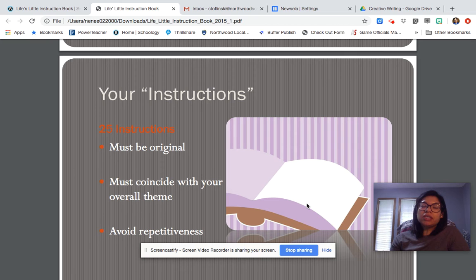And then, of course, you need to have 25 of your own original instructions. They need to all coincide with your theme or what your main topic is, and you need to try to avoid repetitiveness as much as possible.